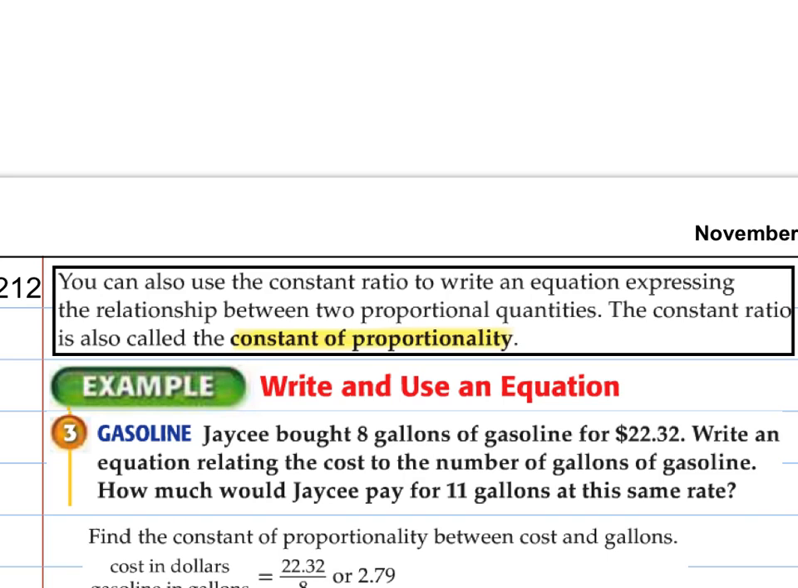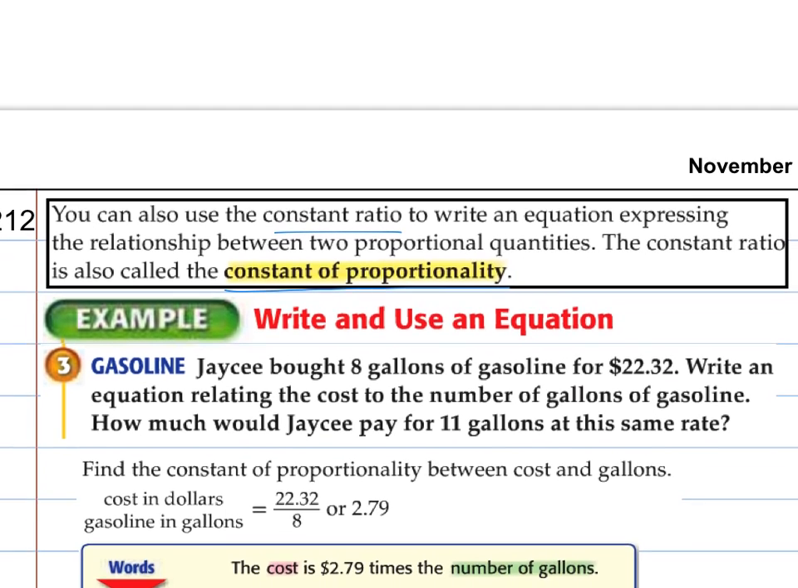All right, a little bit more, and we're going to use that word constant again. So you can also use the constant ratio to write an equation expressing the relationship between two proportional quantities. The constant ratio is called the constant of proportionality. Remember, this is a wordy chapter. Make sure you're using your vocabulary.